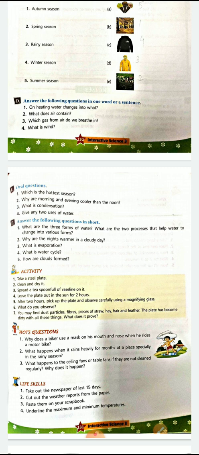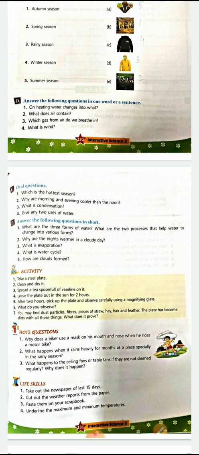Why are the nights warmer on cloudy days? Because the heat from the earth cannot escape due to the clouds. What is evaporation? Changing of water into water vapor is called evaporation. What is the water cycle? The process of continuous change of ocean water into steam, then forming clouds, which get heavier and give us rain, and that rain mixes with rivers and goes into the ocean and then back to cloud form, is called the water cycle.